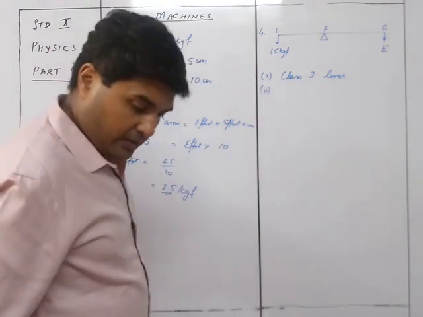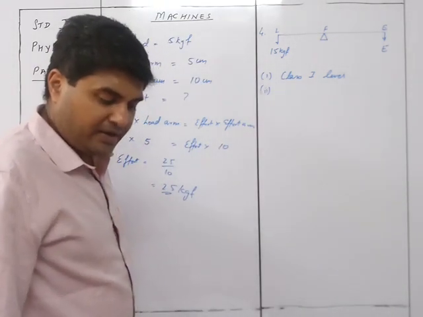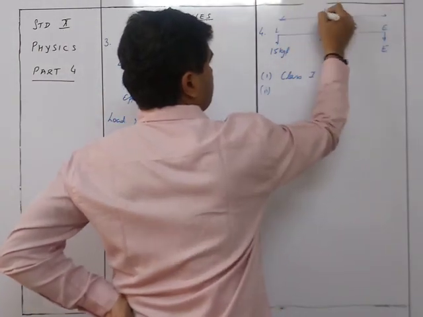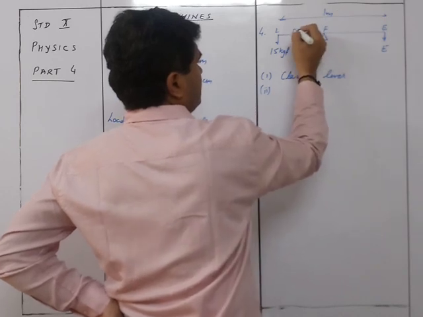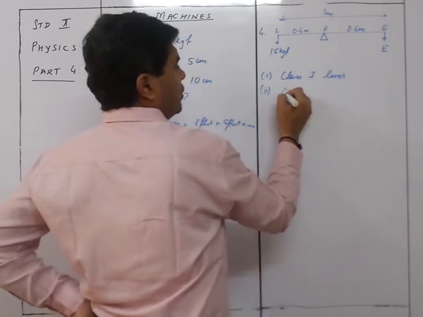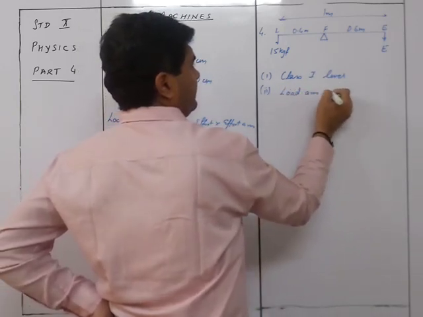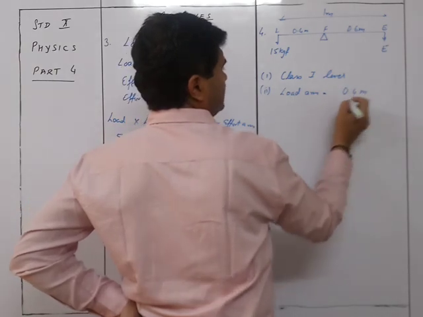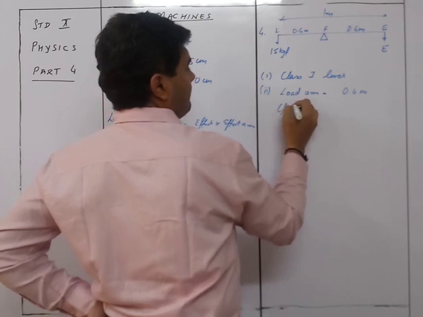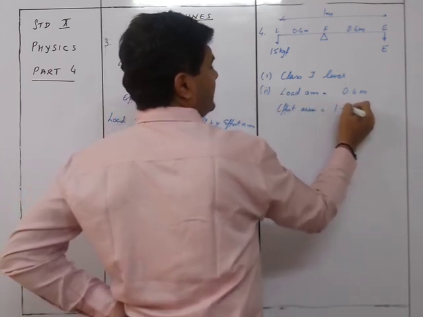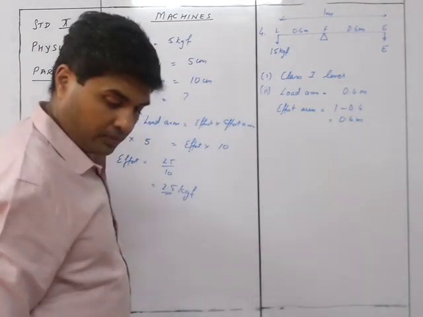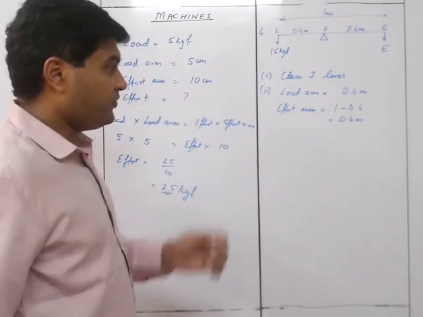Second question, if AB is equal to 1 meter and AF is equal to 0.4 meters, then automatically the remaining part will be 0.6 meters. So here we know that the load arm is equal to 0.4 meters. The effort arm is equal to 1 minus 0.4, which is 0.6 meters, right? We need to find out the mechanical advantage.